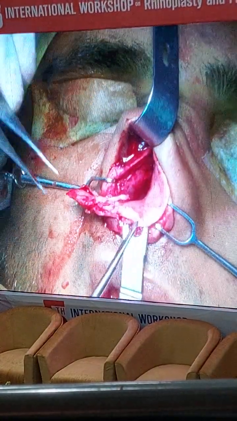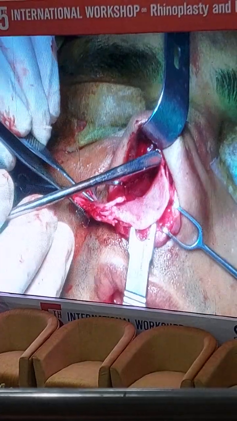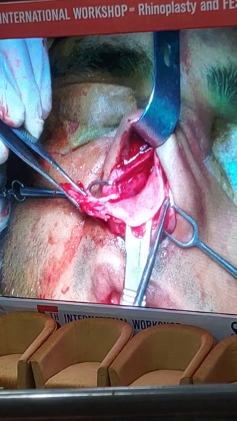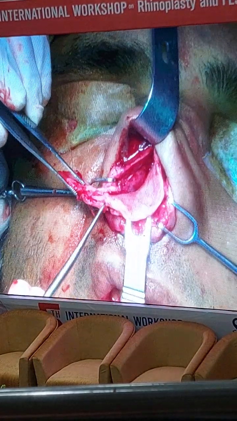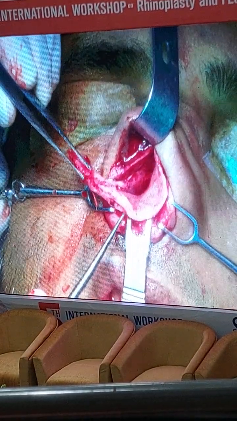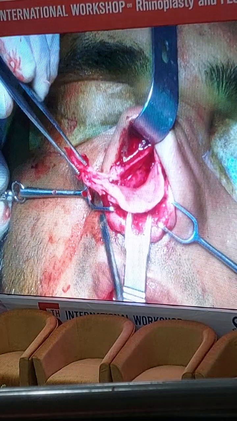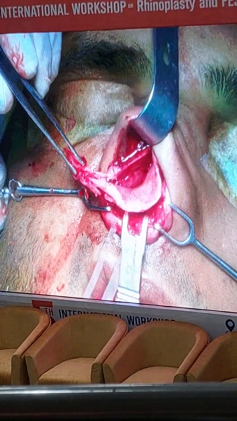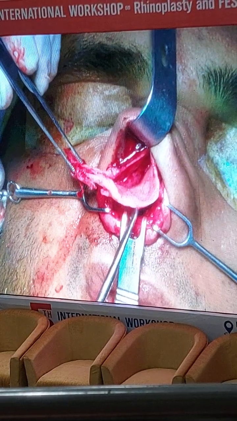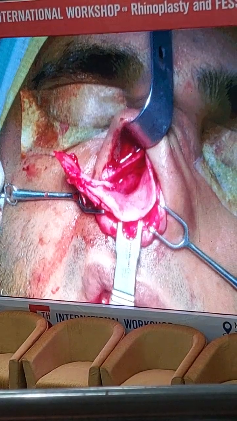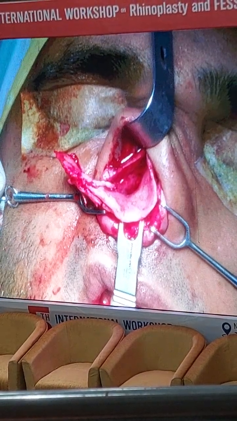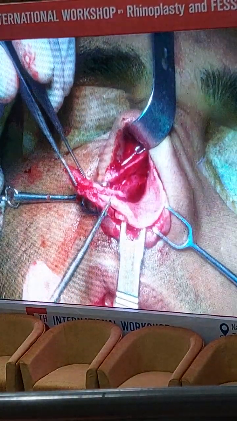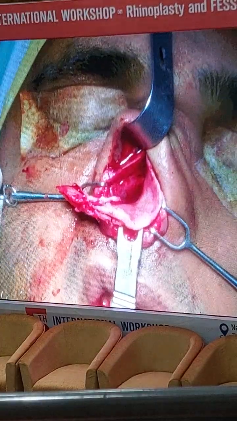Now you appreciate, this is the dorsal part of the septum. This is the caudal part of the septum. This is the anterior septal angle. This is the posterior septal angle. Between the caudal part and the posterior part of the septum, we have this mid septal angle. Clinically, the most significant is the anterior septal angle. The posterior septal angle is deviated towards the midline, that's why the patient has a deviation in the caudal part.